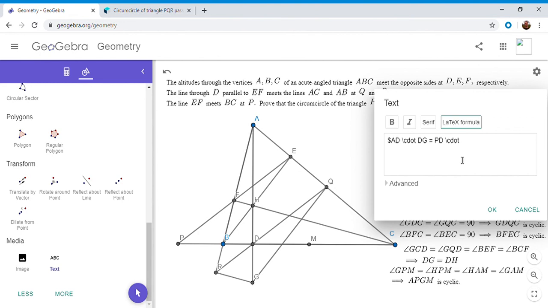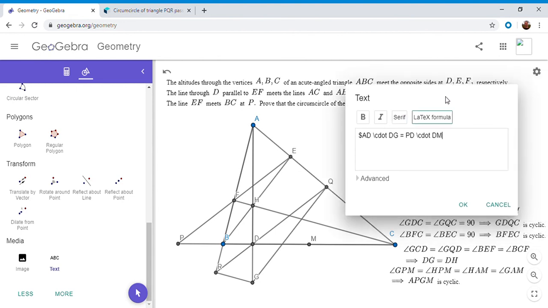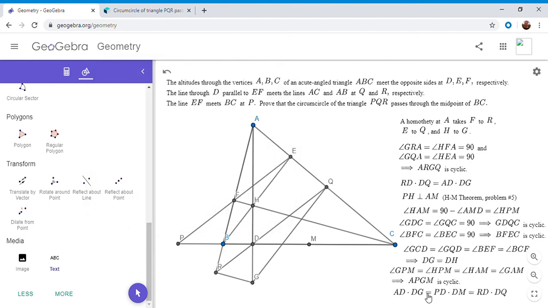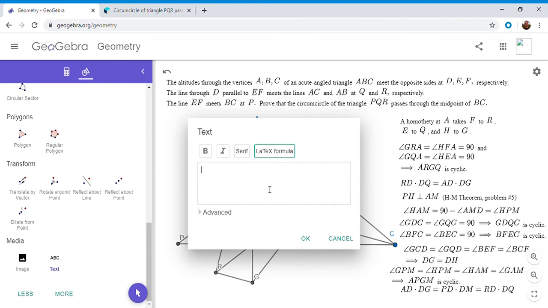And we know from earlier that AD times DG is RD times DQ. So this has to also equal RD times DQ. So there we go. And because of that, since PD times DM is RD times DQ, then that means that PRMQ has to be cyclic, and that solves the problem. So I'll just type that in here.